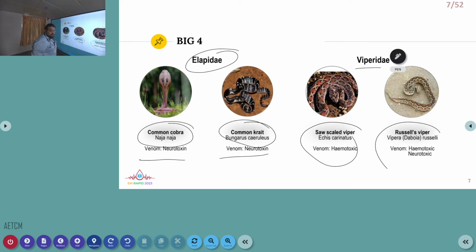Saw-scale viper is otherwise Echis carinatus. Its venom is hemotoxic. And you have Russell's viper, that is Daboia russelii. You can remember one additional thing: it is both hemotoxic as well as neurotoxic. So Russell's viper has both hemotoxic and neurotoxic envenomation features.